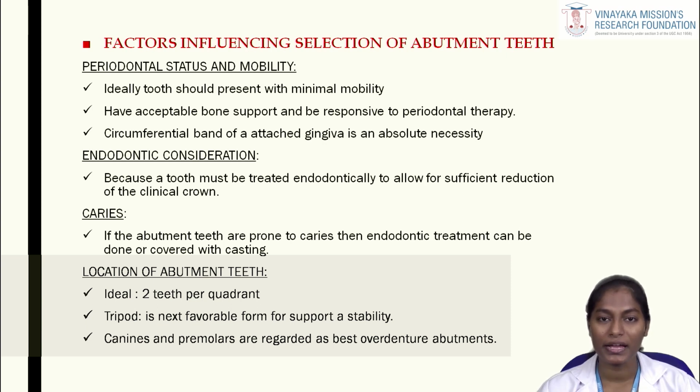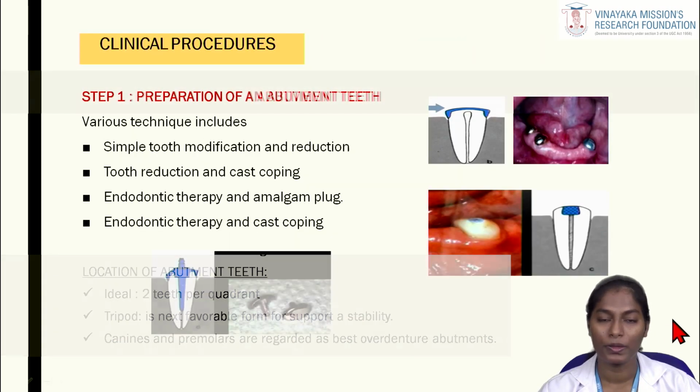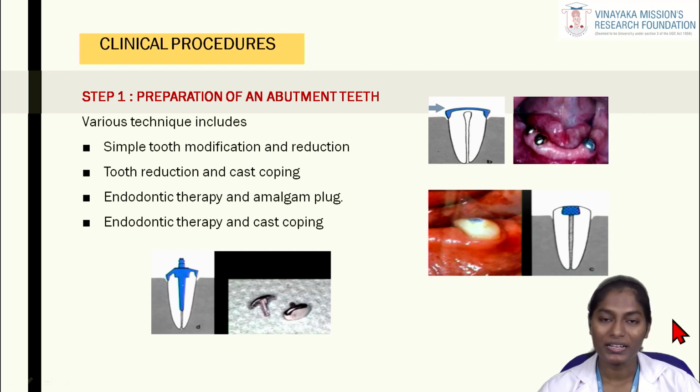Usually, canines and premolars are considered the best abutments for overdenture. So, these factors influence our overdenture treatment right from patient selection, patient age and the selection of the abutments. We will move on to the clinical procedures. After we are done with the case sheet making and patient selection, how we are going to prepare our teeth.